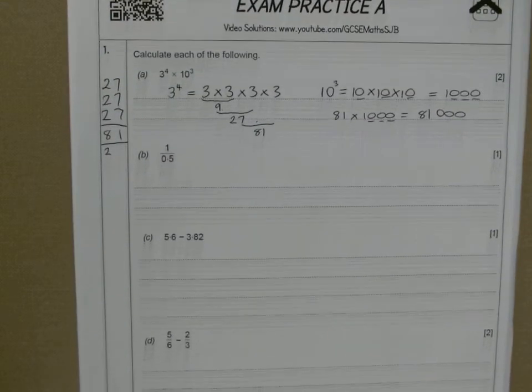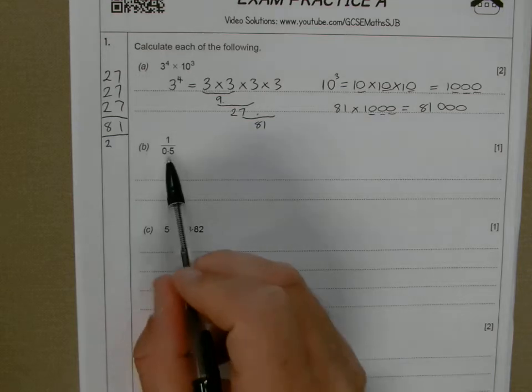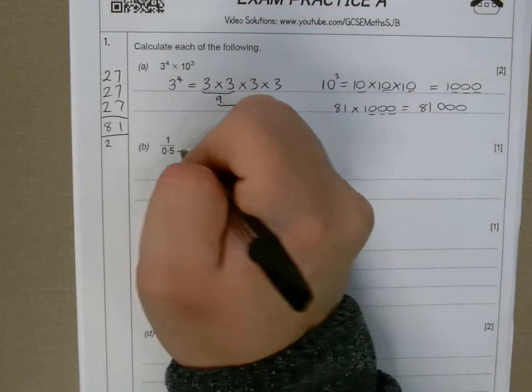Okay, part B, 1 divided by 0.5. Now it looks sort of complicated, but if you think about it, 0.5 is just a half, isn't it? Yeah?